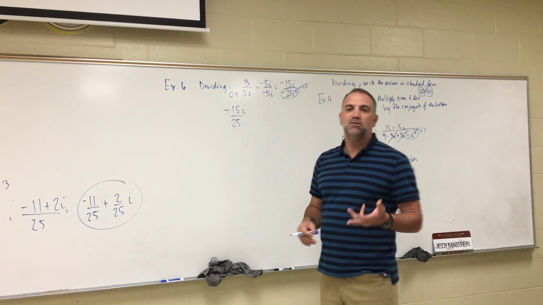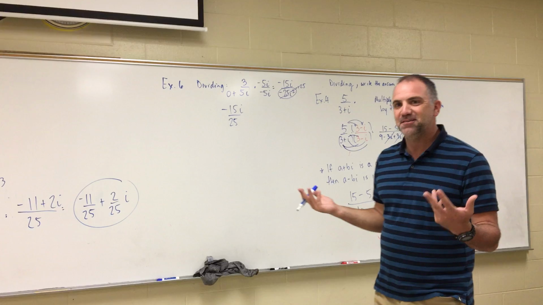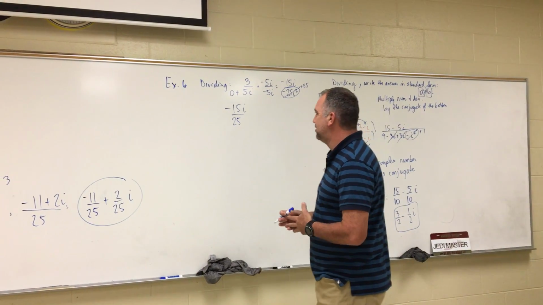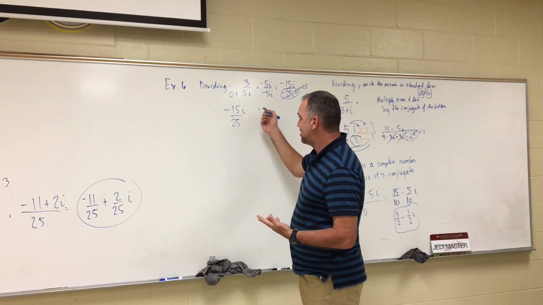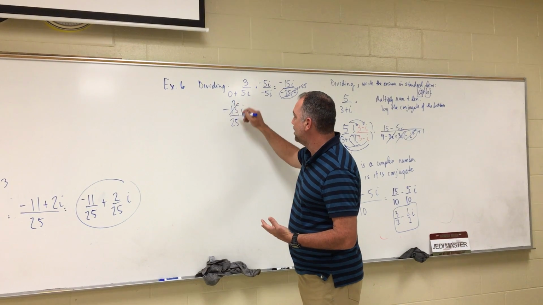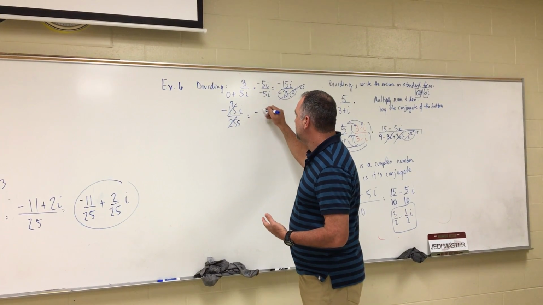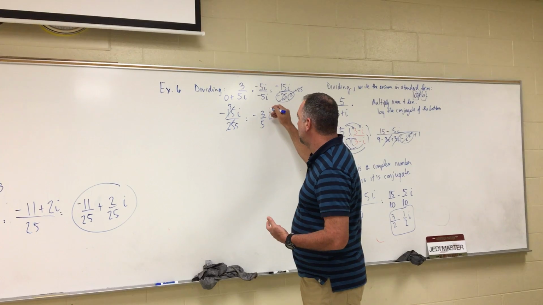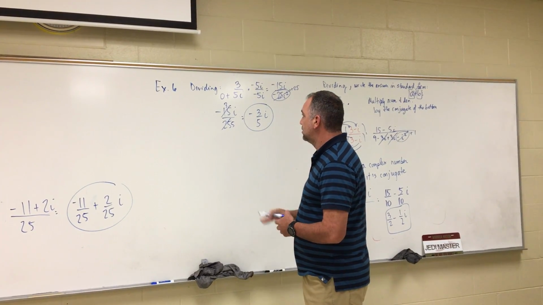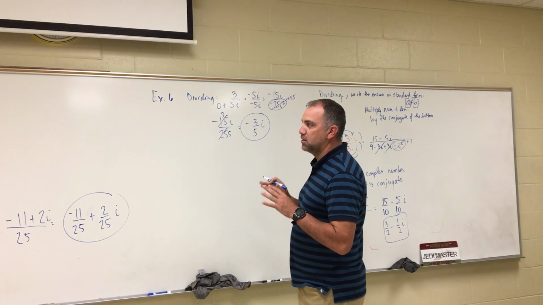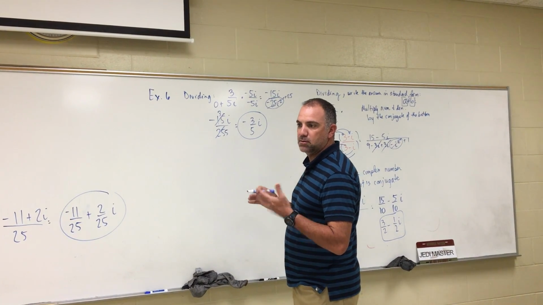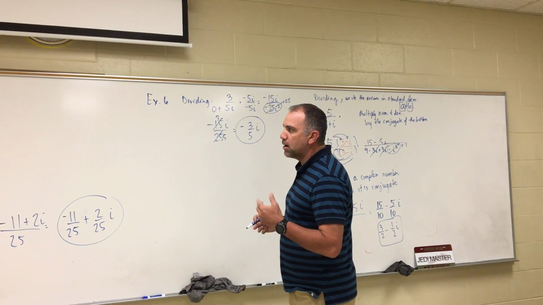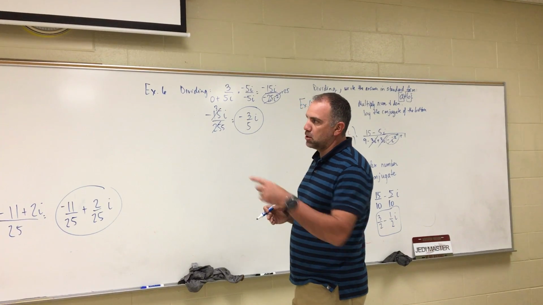However, do we like to answer 15/25? No. What can we do? Divide by 5. Yeah, take out a 5. So this will leave a 3, and that'll leave a 5. You should get negative 3/5 i, and that's it. So basically, dividing is just a way to rewrite into standard form. Okay. All right, the last two that we're going to do.